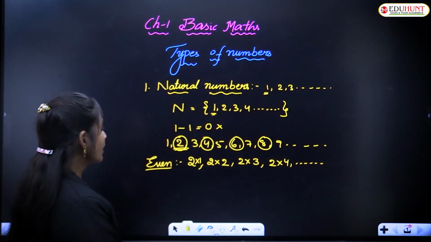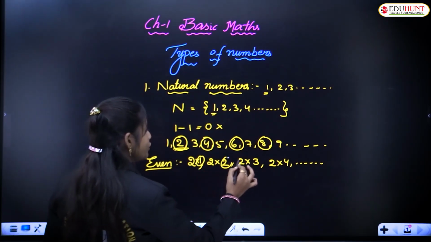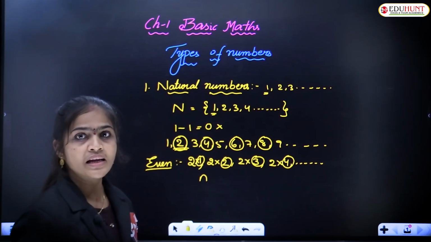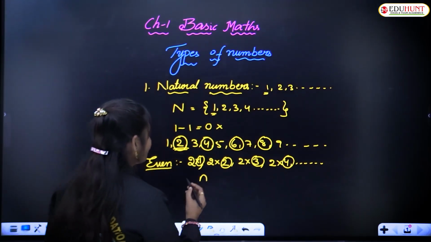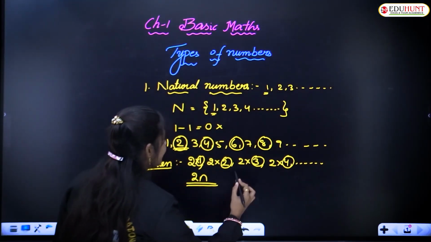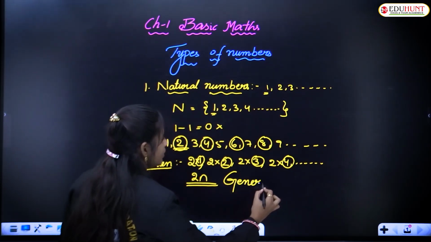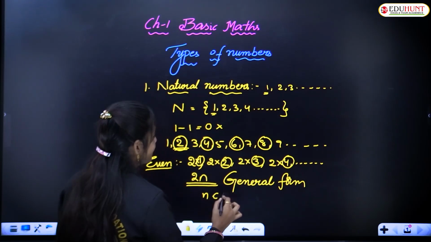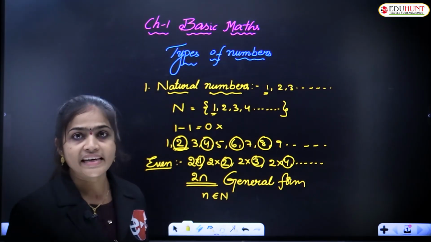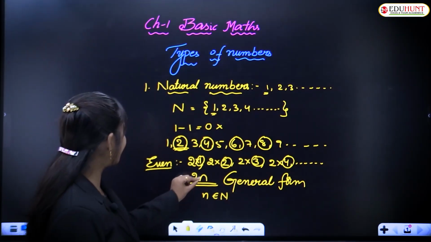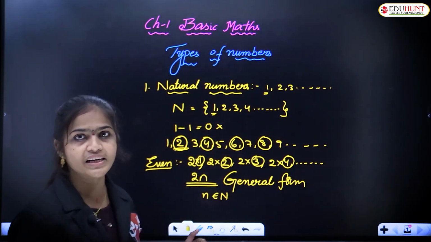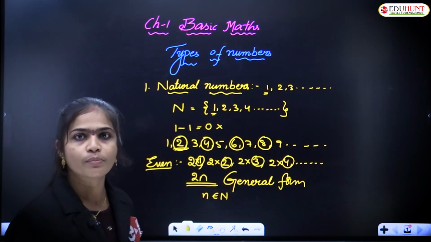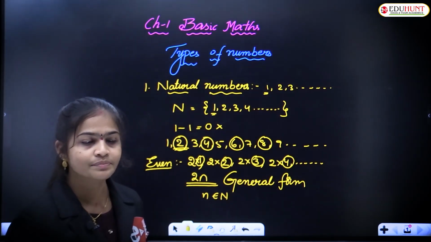Multiples of 2. Here these numbers are changing, right? 1, 2, 3, 4 and so on. So let it be some n. So n is multiplied with 2 here. So 2n is the general form of even numbers. And here n belongs to N. N is a natural number, and when n is multiplied with 2, we will get that even number. So what is the general form of an even number? 2n is the general form of an even number. Am I clear?